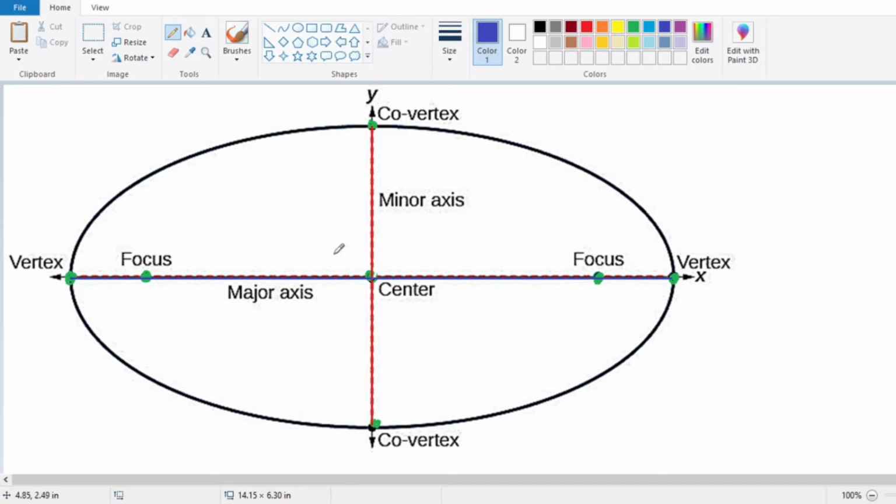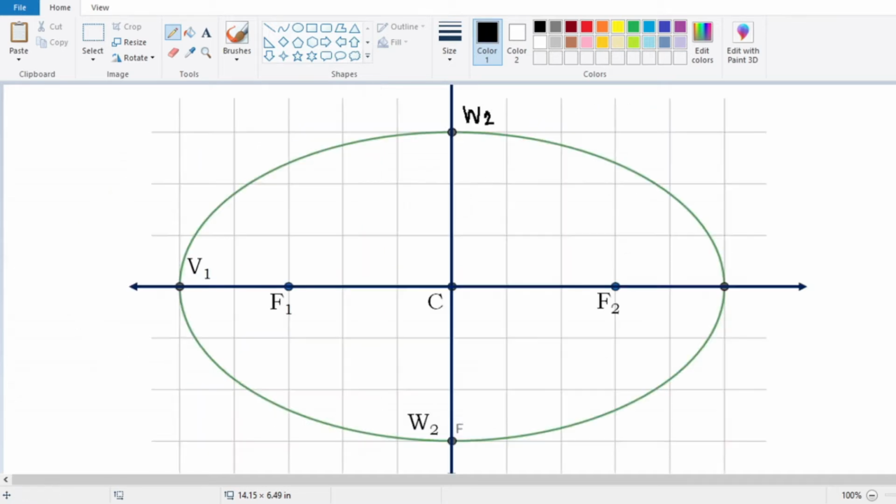So the major axis shall consist now of 2a as the length from vertex to vertex, that is 2a. And then the minor axis, that one, is 2b. Let's now have in symbols ano yung mga length ng ating properties. So as you can see here, we have vertex 1, vertex 2, focus 1, focus 2, the center. This should be co-vertex 1 and co-vertex 2.